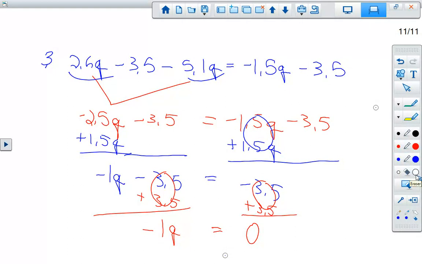Zero divided by 1 is 0. That's right. You didn't get rid of your variable, did you? It didn't disappear. The variable didn't disappear. If you divide by that negative 1, like she said, you're going to get 0. Q just equals 0. That's what would go into set brackets. Doesn't mean no solution, does it?